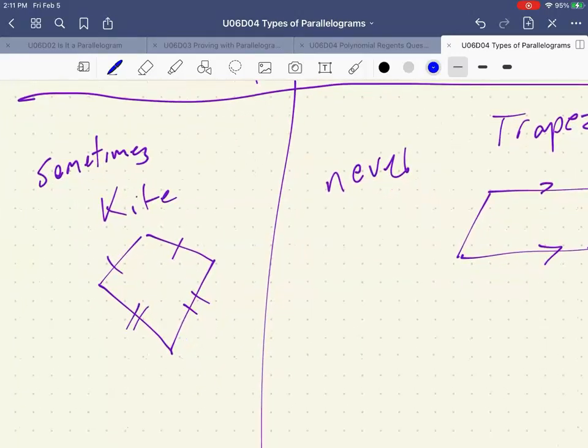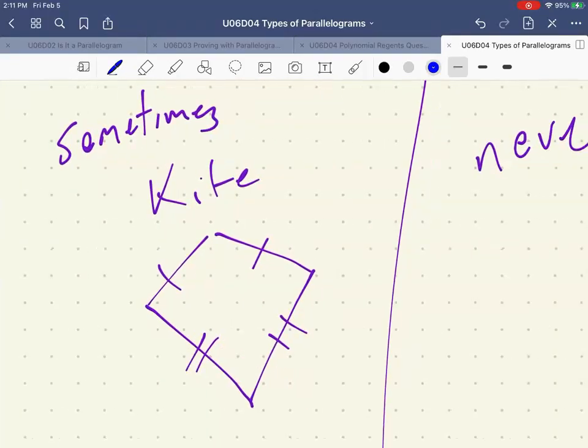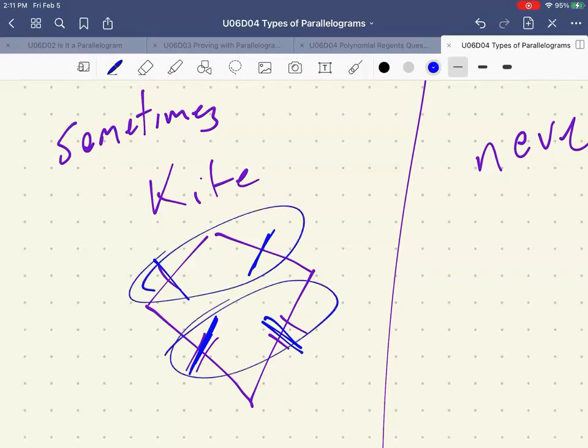The kite, which we'll talk about in a moment, is sometimes considered a parallelogram, but only in a certain circumstance. So a kite is defined as a quadrilateral which has 2 pairs of adjacent congruent sides, meaning if the 2 sides next to each other are congruent and then the other 2 sides are congruent as well. Now, in the scenario in which all 4 sides are the same, technically that does meet the definition of a kite, but it would also have the qualifications of a rhombus.